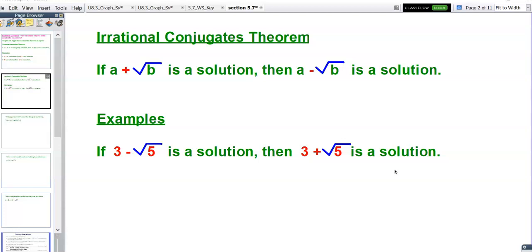We're going to apply that same idea to the irrational conjugates theorem. So again, if one of your zeros can be written in the form a plus square root of b, then another solution is going to be a minus the square root of b. Like if 3 minus the square root of 5 is a solution, then 3 plus the square root of 5 is also a solution.